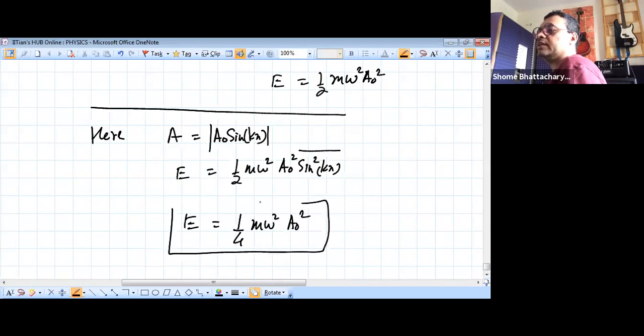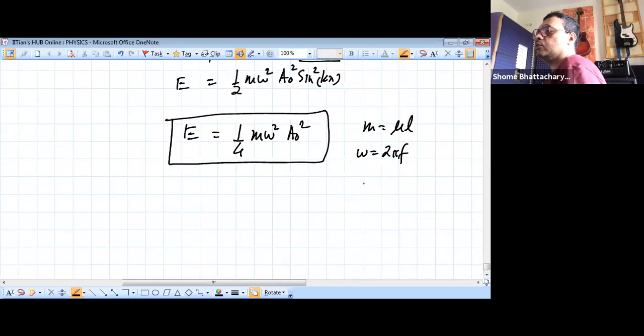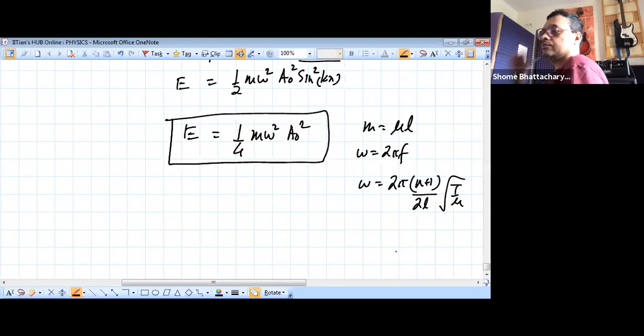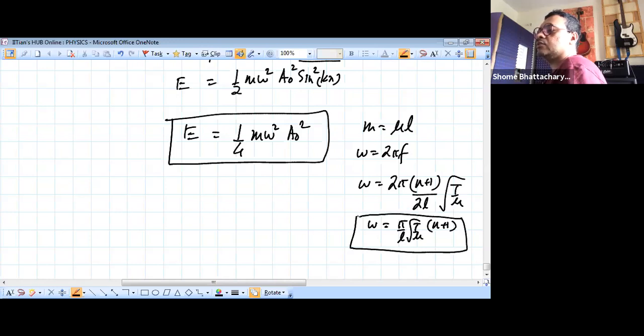Here, of course, we should understand that m is nothing but linear mass density into the length of this string. And omega is, of course, 2 pi into frequency. And we are talking about the nth overtone. So the frequency of the nth overtone is (n+1)/2L times the square root of T by mu. Omega is like this: pi by L square root T by mu into (n+1). So this is the angular frequency of the nth overtone.